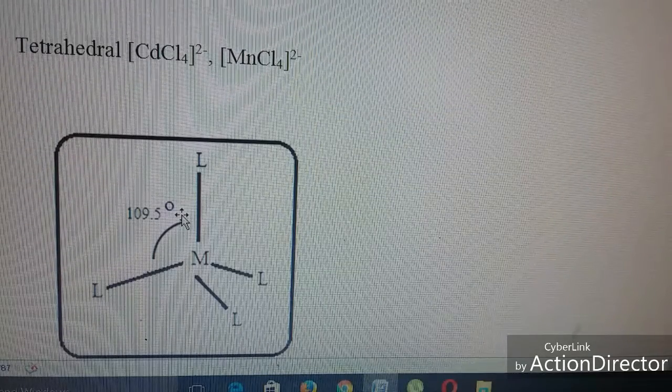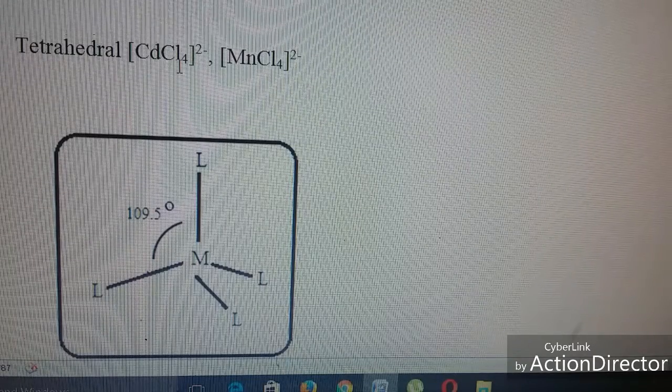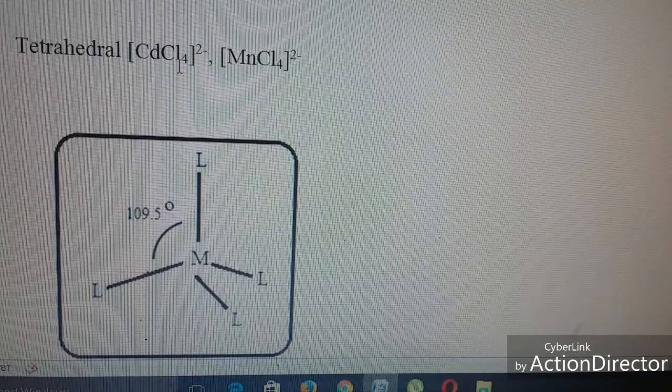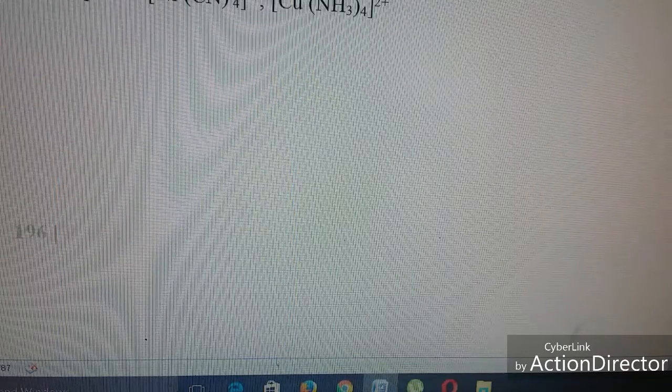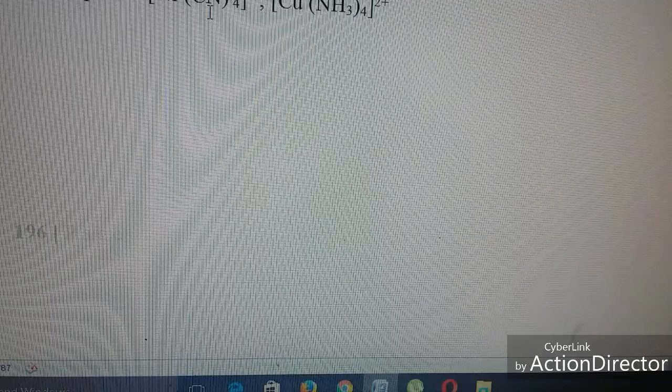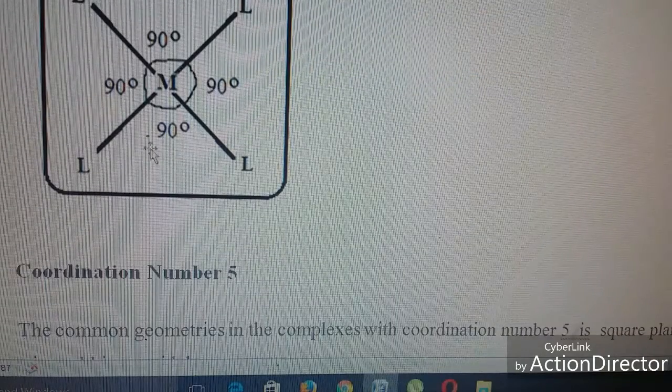It will be showing either tetrahedral or square planar geometry. These complexes are showing tetrahedral geometry, and these are the complexes which will be showing square planar geometry. It looks like this.